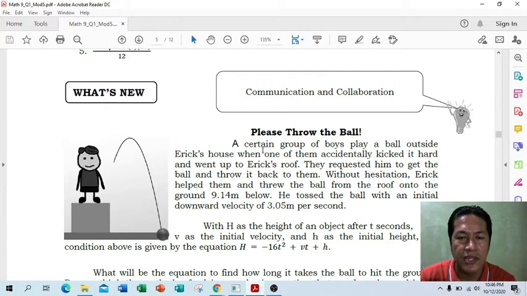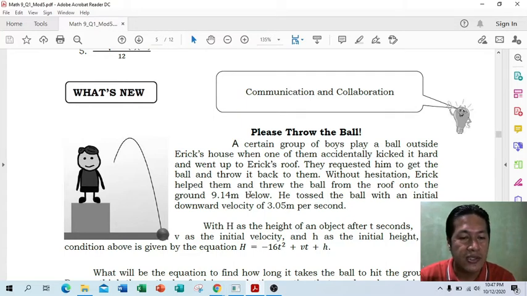Please throw the ball. A certain group of boys play a ball outside Eric's house when one of them accidentally kicked it hard and went up to Eric's roof. They requested him to get the ball and throw it back to them. Without hesitation, Eric helped them and threw the ball from the roof onto the ground 9.14 meters below. He tossed the ball with an initial downward velocity of 3.05 meters per second, with h as the height of an object after t seconds, v as the initial velocity, and small h as the initial height.